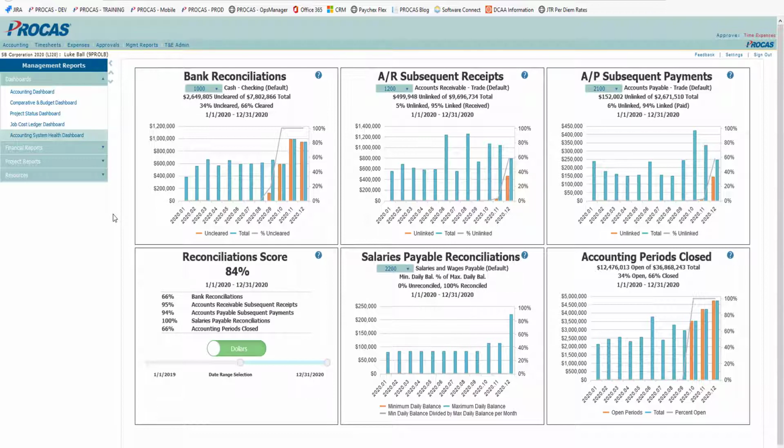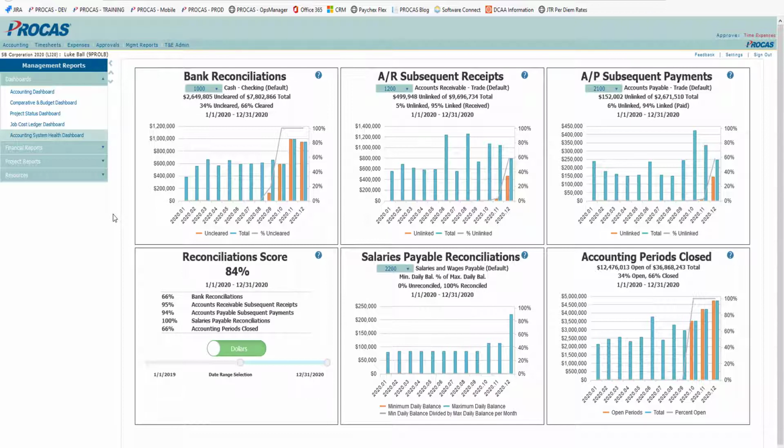Therefore, we developed a reconciliation score to be a key indicator for you to know if your financial statements are reliable, or if they are at risk for any reason. I like to think of this reconciliation score as the credit score of your PROCAS system. A perfect 100% doesn't necessarily mean your financials are 100% accurate. However, it does mean your system is being routinely reconciled to outside sources. Therefore, the data is more reliable than if it were a lower score.